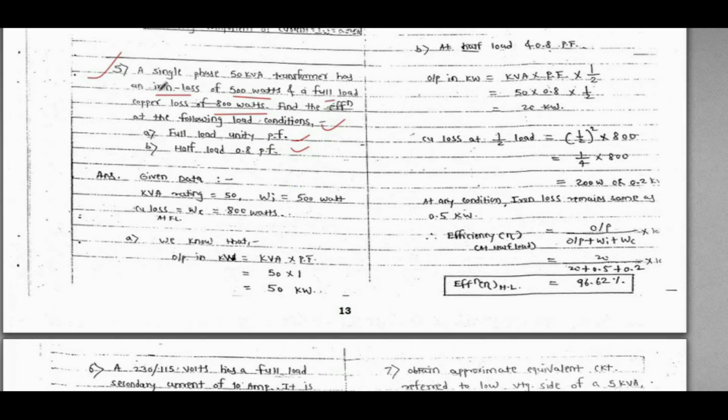kVA rating is given, 50 kVA. Iron loss is given, 500 watt. Copper loss is WC, and Wi is the iron loss. WC stands for copper loss, that is 800 watt at full load. Here it is mentioned as copper loss at full load condition. Then first of all you have to calculate full load efficiency at unity power factor. Unity means 1 power factor.